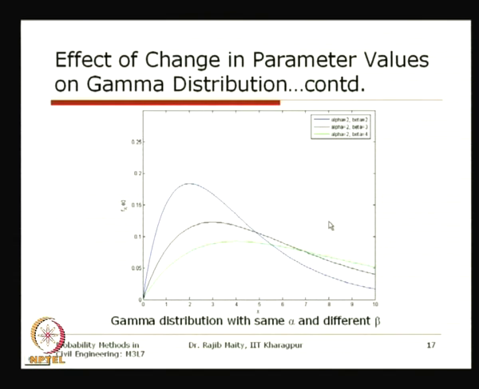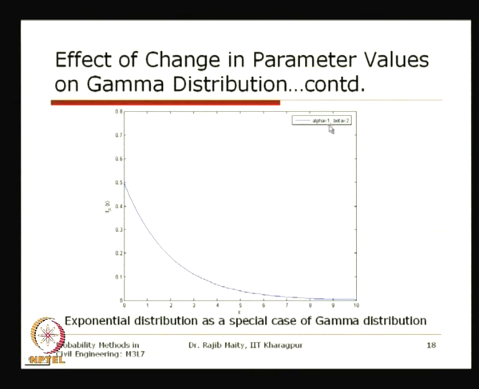Similarly, if we keep alpha the same, again three different plots are shown, where for all these distributions the parameter alpha is equal to 2. For the blue, black and green, alpha is 2, and we are changing beta. For the blue one beta is 2, for the black one beta is 3, and for the green one beta is 4. So, what we have seen is that when we increase beta, the peak of the distribution decreases, which we just discussed.